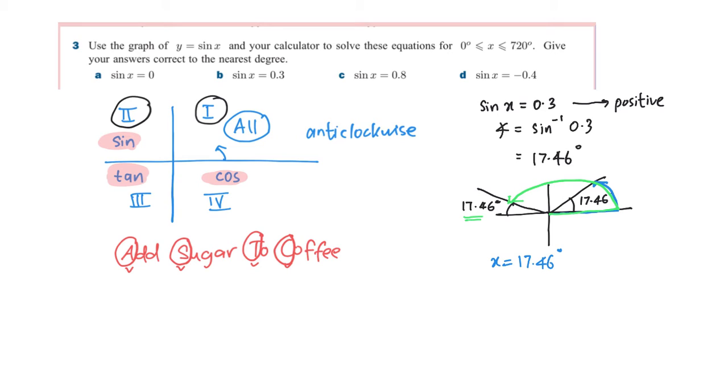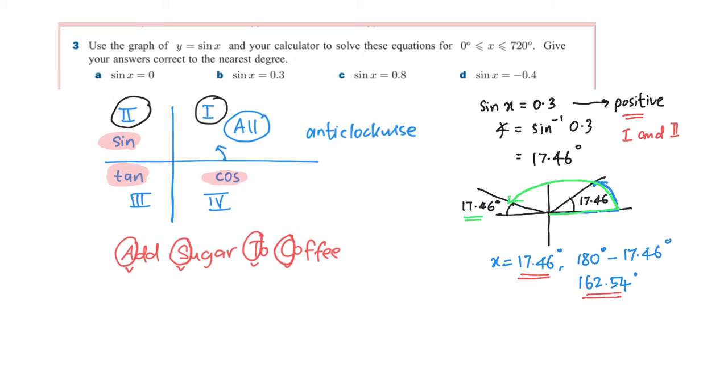If we have 17.46 here, we know half of a circle is 180. So that makes the second one 180 degrees minus 17.46. So 180 minus 17.46 will be 162.54. These two are the answers. As sine is positive, we have two angles, reflected in the first quadrant and the second quadrant, as the answer.